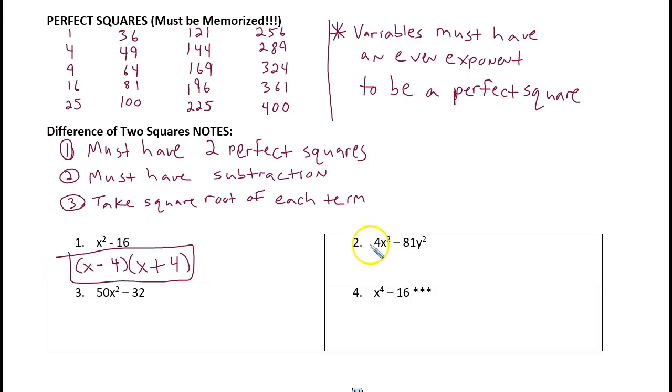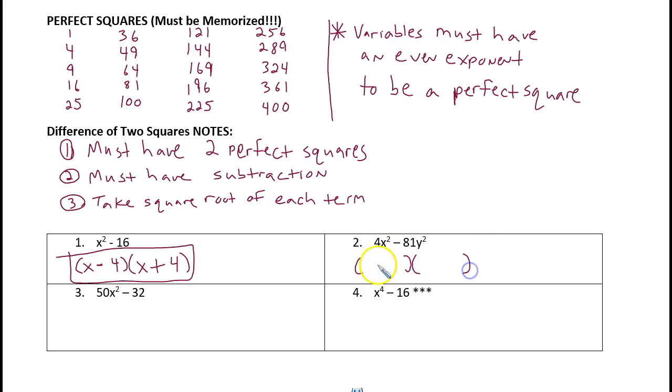Let's look at the next one. Is 4 a perfect square? Yes, it's 2 times 2. Is 81 a perfect square? Yes, it's 9 times 9. Now, x squared is a perfect square because it's an even exponent. y squared is a perfect square. It's an even exponent. So let's break this apart.